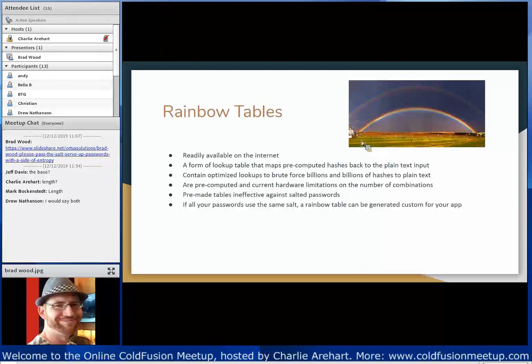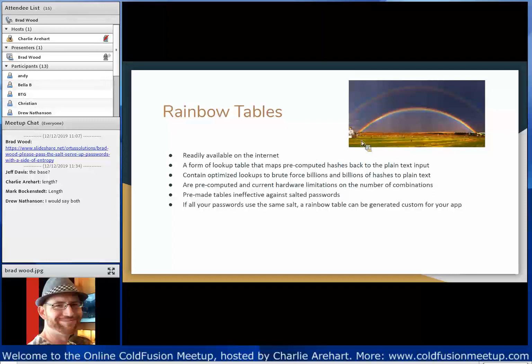So rainbow tables are available readily on the internet. They're basically a form of a lookup table. They map pre-computed hashes back to the plain text input. So they're optimized lookups to brute force billions and billions of hashes to plain text, but they don't necessarily store every single possible combination. So they're pre-computed, and the current hardware limitations basically control the number of combinations. So what that means is, as hardware improves, CPUs get faster, people will be able to generate larger rainbow tables.